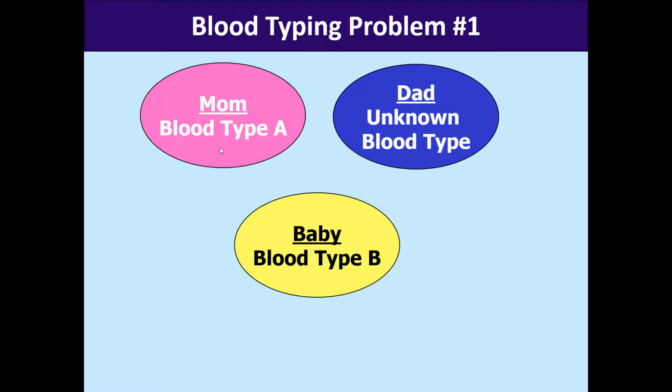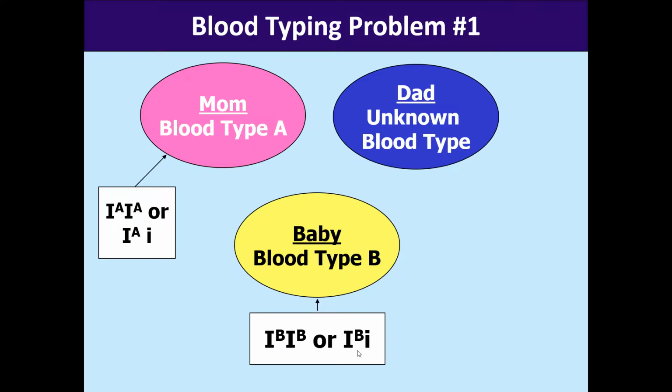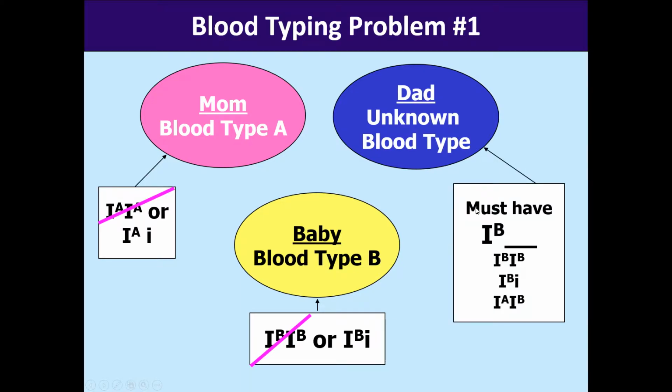Okay, if we are given the blood type of the mom and baby and an unknown dad, in order to find the genotypes, we'll write down the possibilities. So the mom could have homozygous type A blood or heterozygous. The baby has blood type B. So we know the baby has an IB in the genotype and could be IBIB or IBi. Let's look between these two. The mom has to have an IAi in order to give the baby the i. So mom is not IAIA and baby is not IBIB, which means dad has to have a B in his genotype. So the dad must have an IB, so his genotype could be IBIB, IBi, or IAIB.